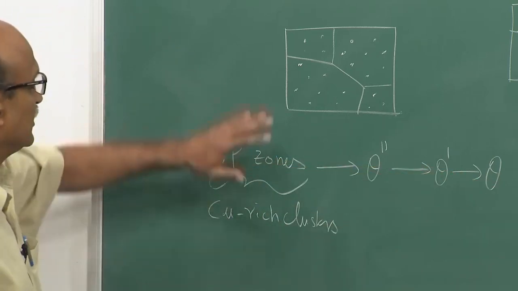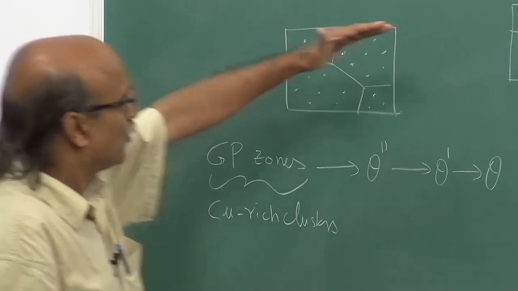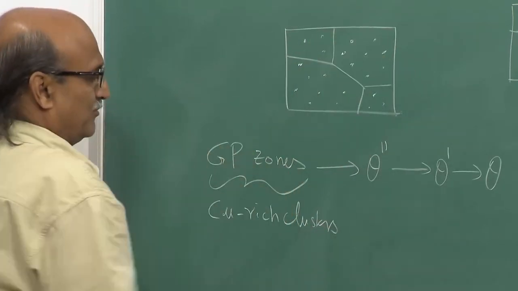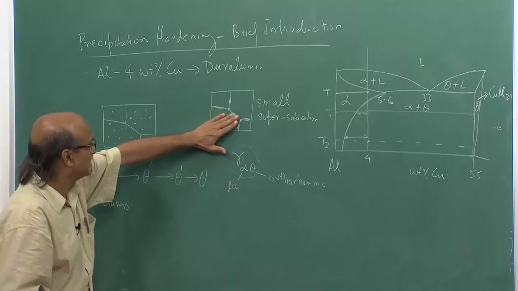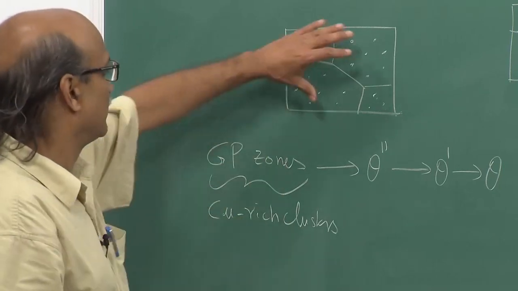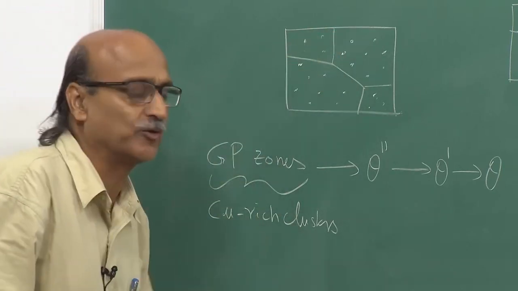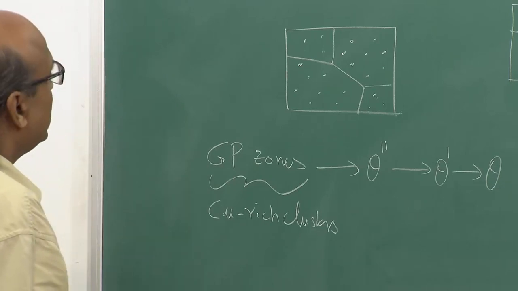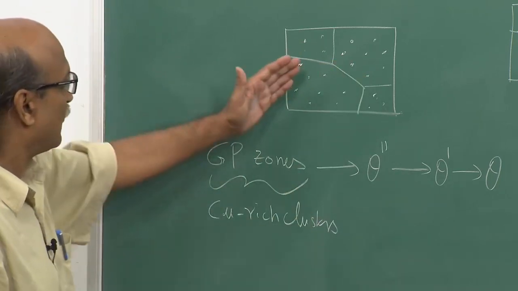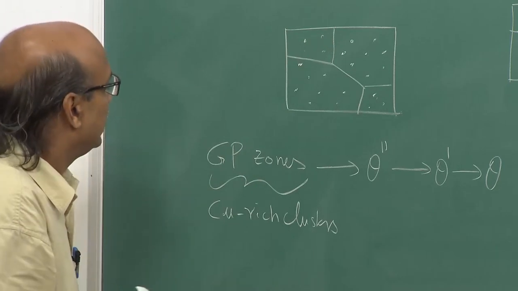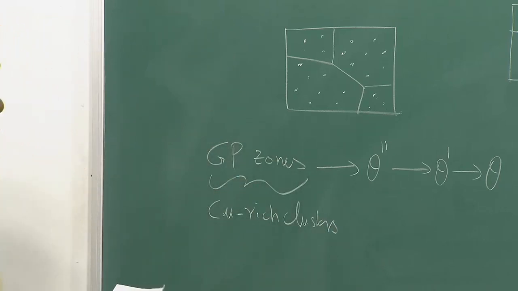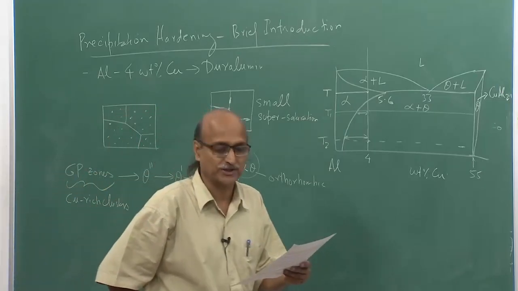But the whole idea here is that when you go down to such a low temperature, you have very fine precipitation everywhere because of the high driving force, not just at the grain boundaries. These are very, very fine particles which cannot be observed in an optical microscope. One will have to go to a transmission electron microscope to see this precipitation. These very fine particles become obstacles for dislocation movement. As a result, you have a very significant increase in strength, and that is what is called precipitation hardening.